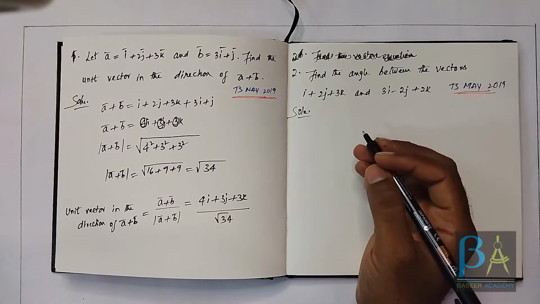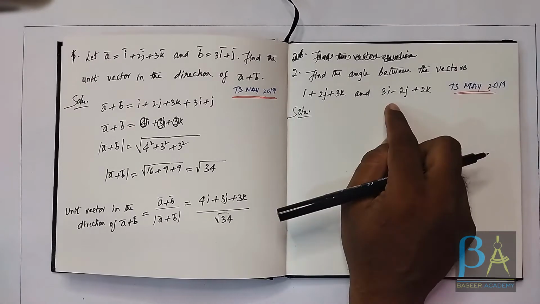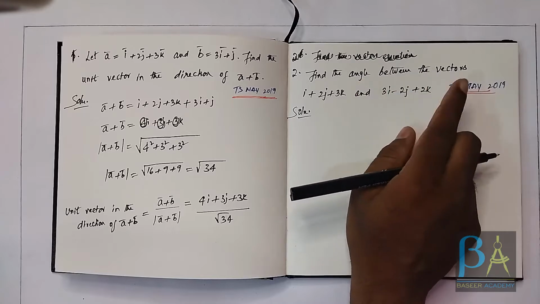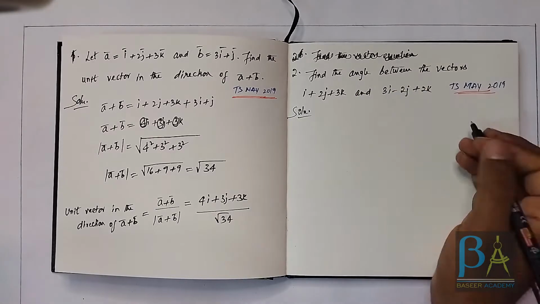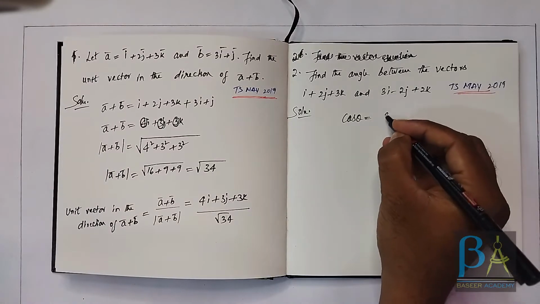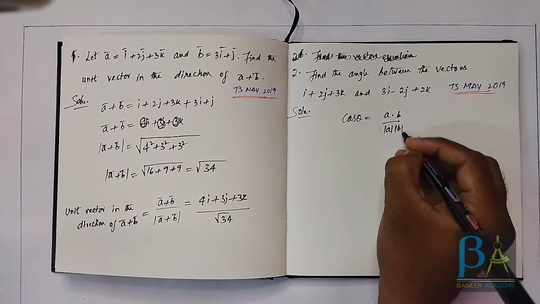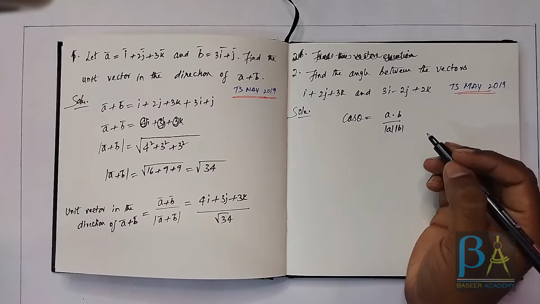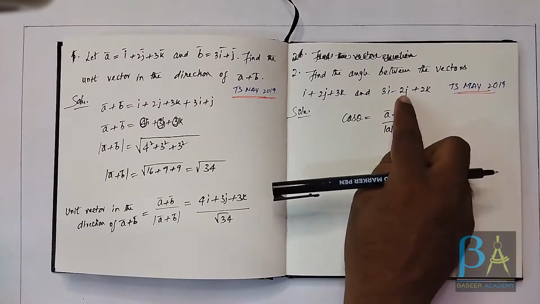Okay, so in this question we are given two vectors here, and we are supposed to find out the angle between the vectors. How do you find out the angle between the vectors? See, for the angle between the vectors, cos theta is A dot B by mod A into mod B. That's about it. So now you have to find out the dot product of these two vectors.